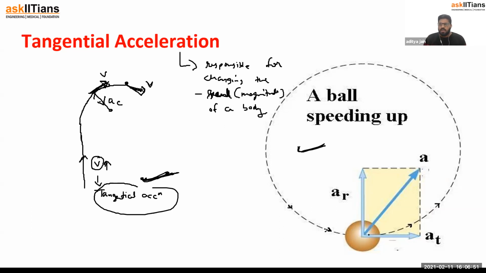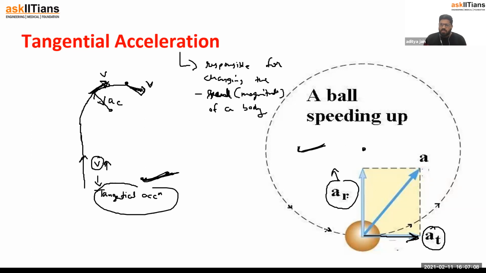So you can see in this diagram, a ball is speeding up. The direction of tangential acceleration is along the direction of velocity, or the increase in velocity, that will be tangential. This is shown by AT, tangential acceleration. And this AR is the centripetal acceleration, which is always acting towards the center.